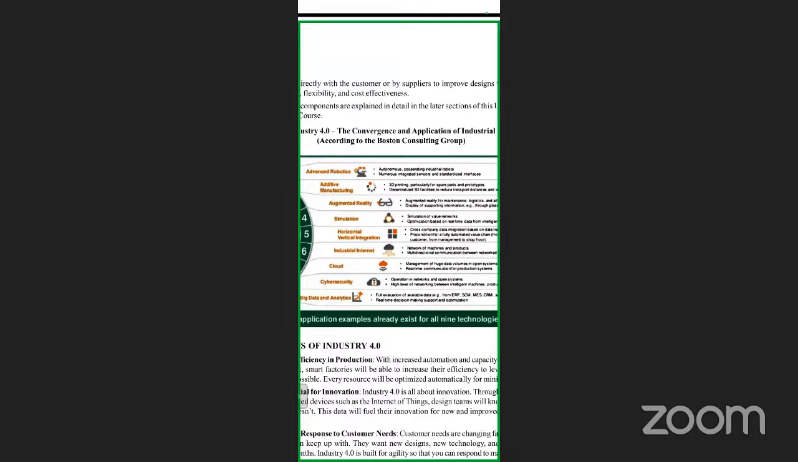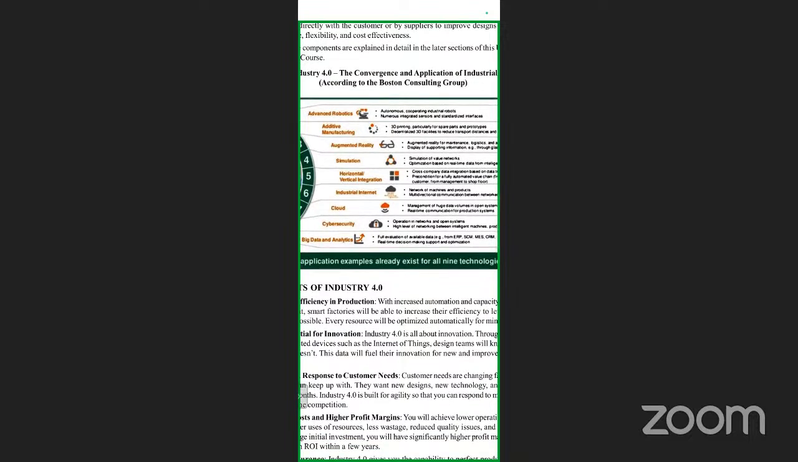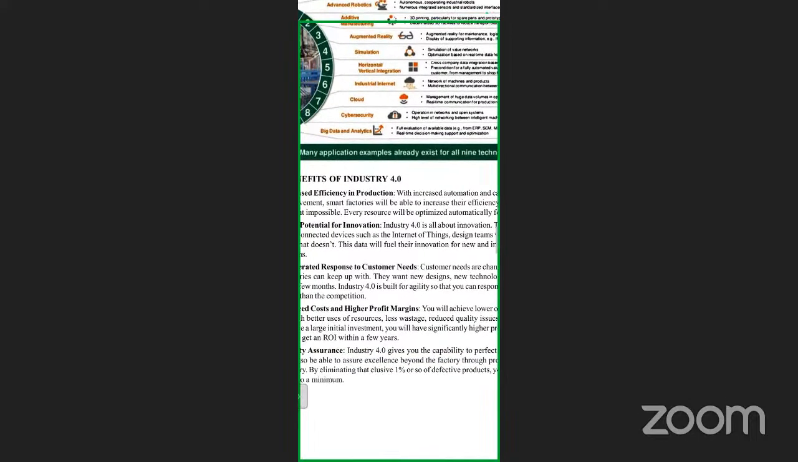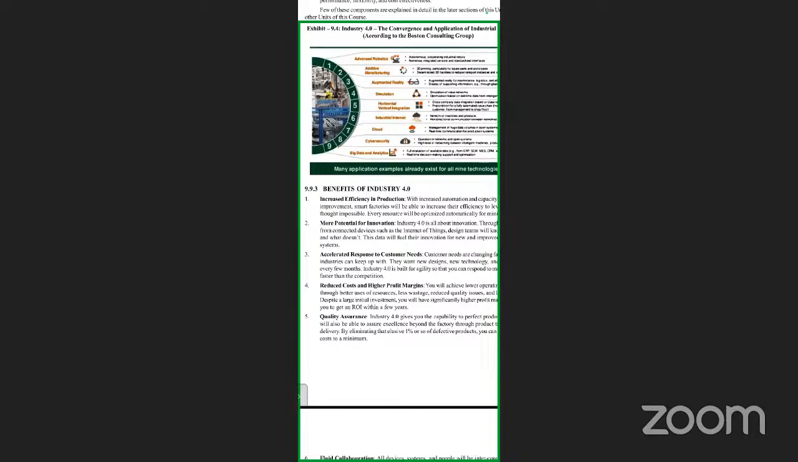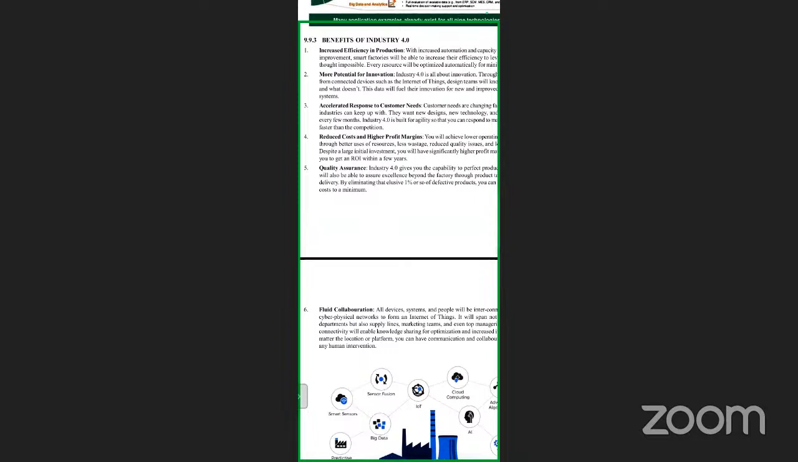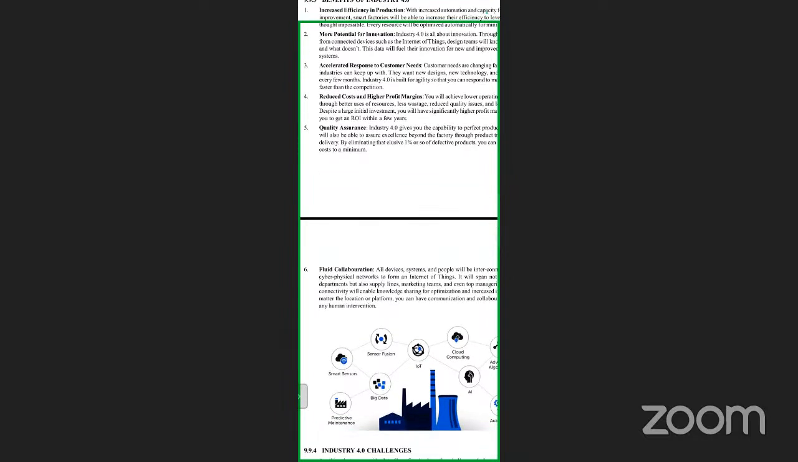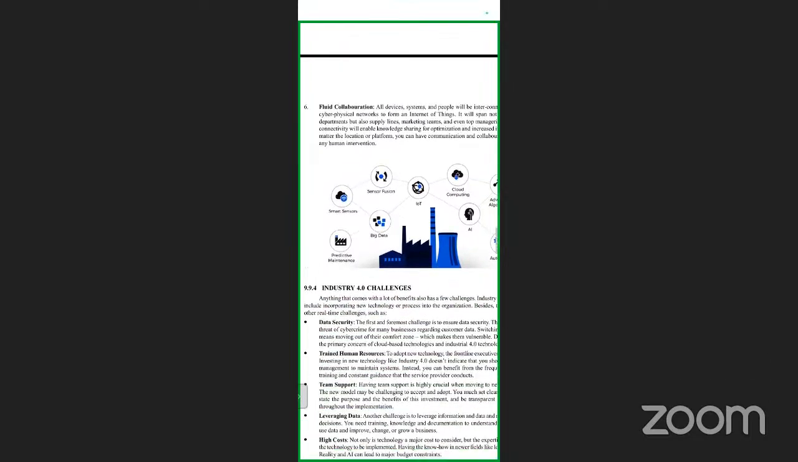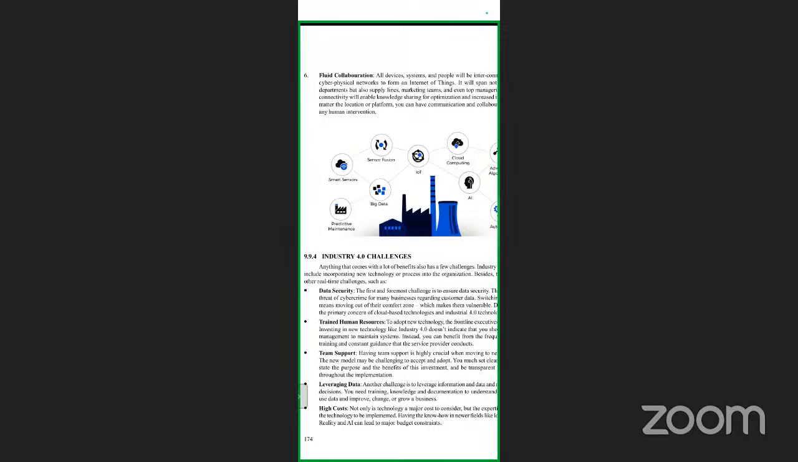When you talk about horizontal or vertical integration, it's cross company data integration, and the industrial internet talks about a network of machines and products. And the cloud, it's for huge data volume. And cybersecurity, it's operation of networks and open systems. And big data analytics talks about full evaluation of available data like ERP, CRM. Now, benefits of Industry 4.0: increased efficiency in production, more potential for innovation, accelerated response to customer needs, reduced cost and higher profit margins, quality assurance, and fluid collaboration.